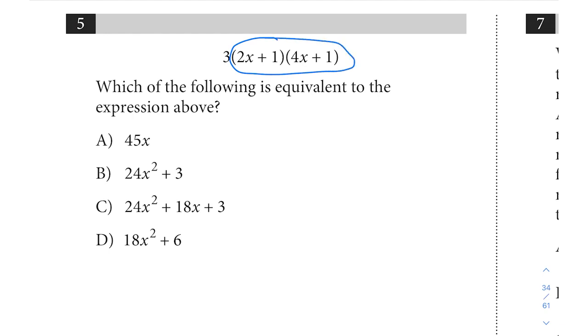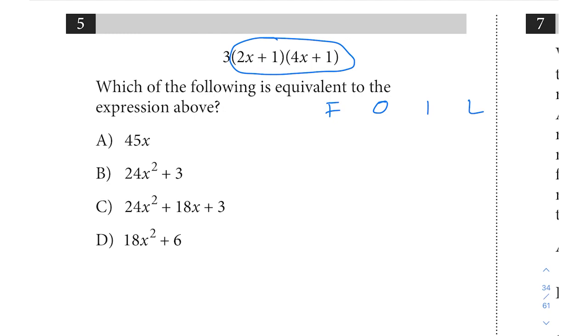For question 5, they want to know which of the following is equivalent to the expression above. So they want us to simplify this, and we're going to have to FOIL these two parentheses and then distribute the 3. You could distribute the 3 first if you prefer. I prefer doing it at the end. The order doesn't matter on this since it's all multiplication.